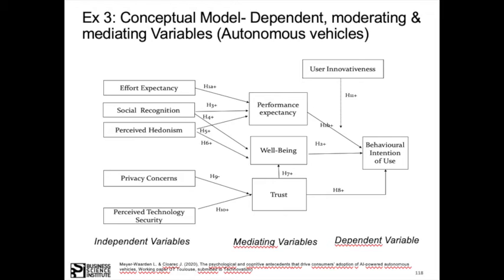Conceptual model about autonomous vehicles adoption. Independent variables such as effort expectancy, social recognition, perceived hedonism, influence mediating variables such as well-being and trust, and subsequently influence the dependent variable, behavioral intention of use. There's one moderator variable, user innovativeness. So the higher the innovativeness of the user, the higher should be also the impact of well-being and performance expectancy on behavioral intention to use.